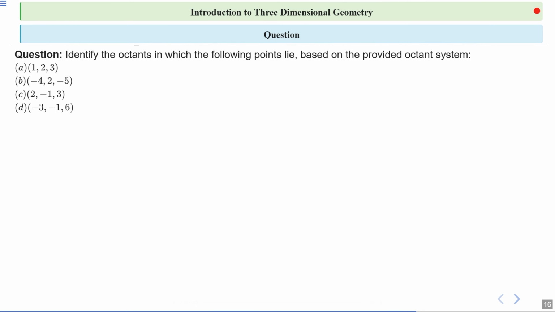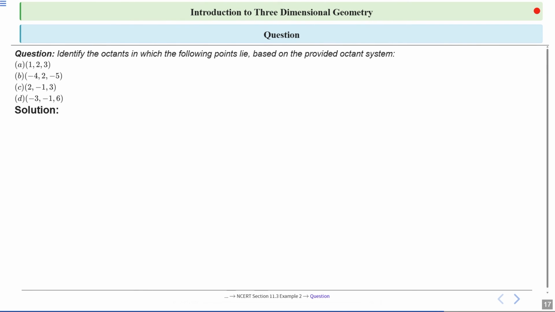Now we will examine the question. Here we are given 4 points in 3-dimensional space, and we need to identify which octant each point lies in based on their x, y and z coordinates. So first of all, take a moment to look at each point and think about which octant it might belong to. Here we have a question asking us to identify the octants in which certain points lie, based on a given octant system. So let's start the solution step by step.